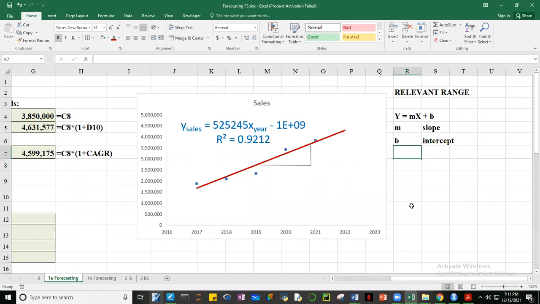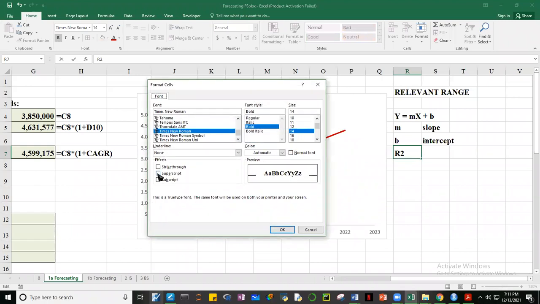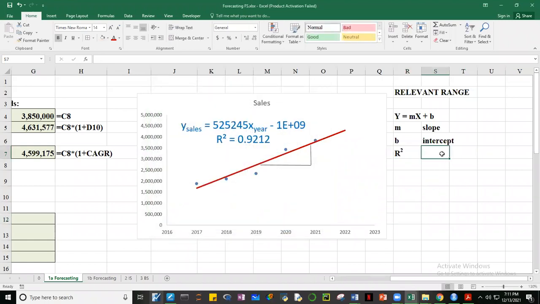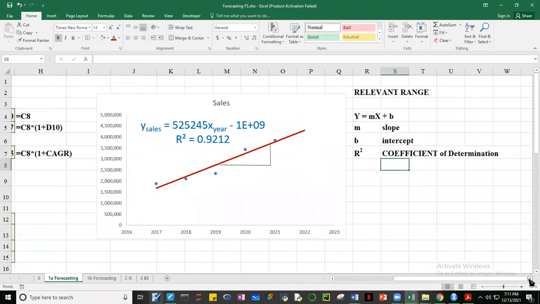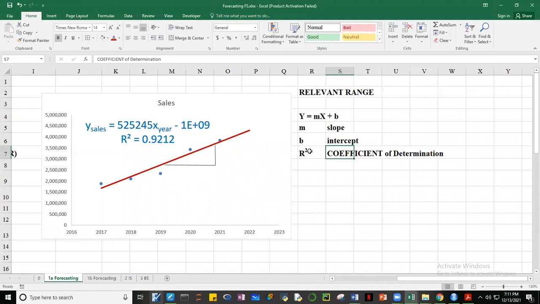Meron pa ditong R squared, no? R squared. Okay, lagay ko lang dito na superscript siya. So this is what you call the coefficient of determination. Okay? Ano tong coefficient of determination na to? R squared. Okay? So the coefficient of determination tells us how many percent of the variation of your Y can be explained by your X.